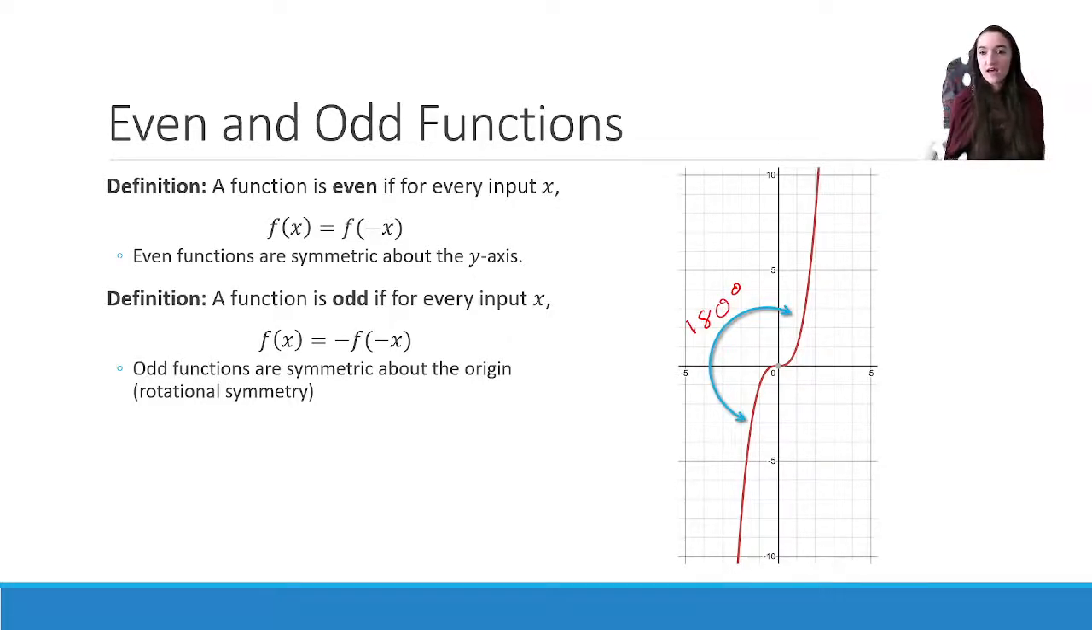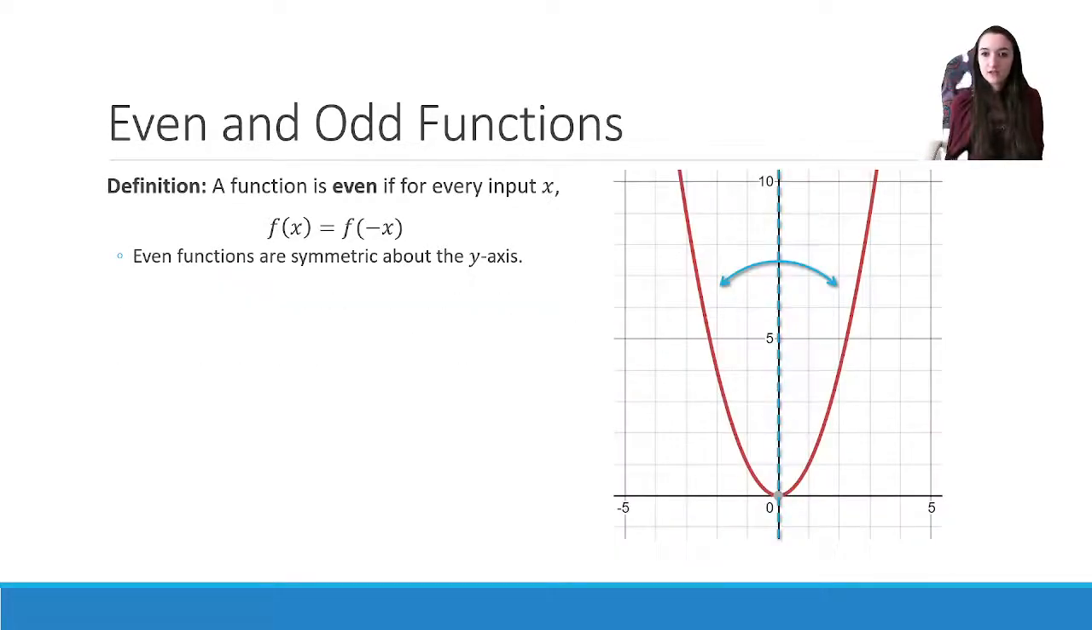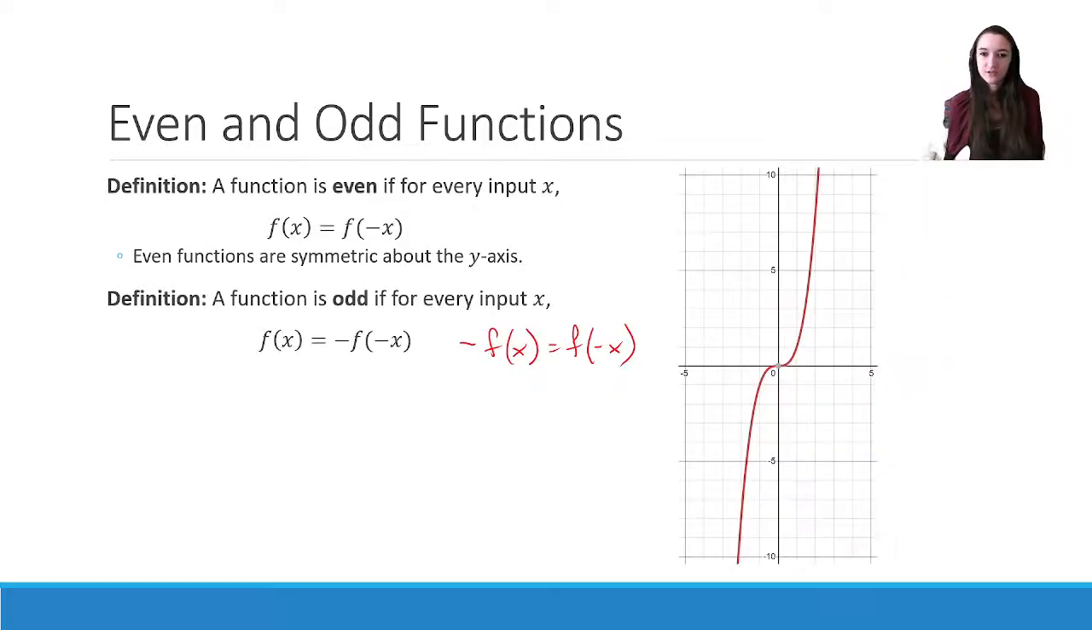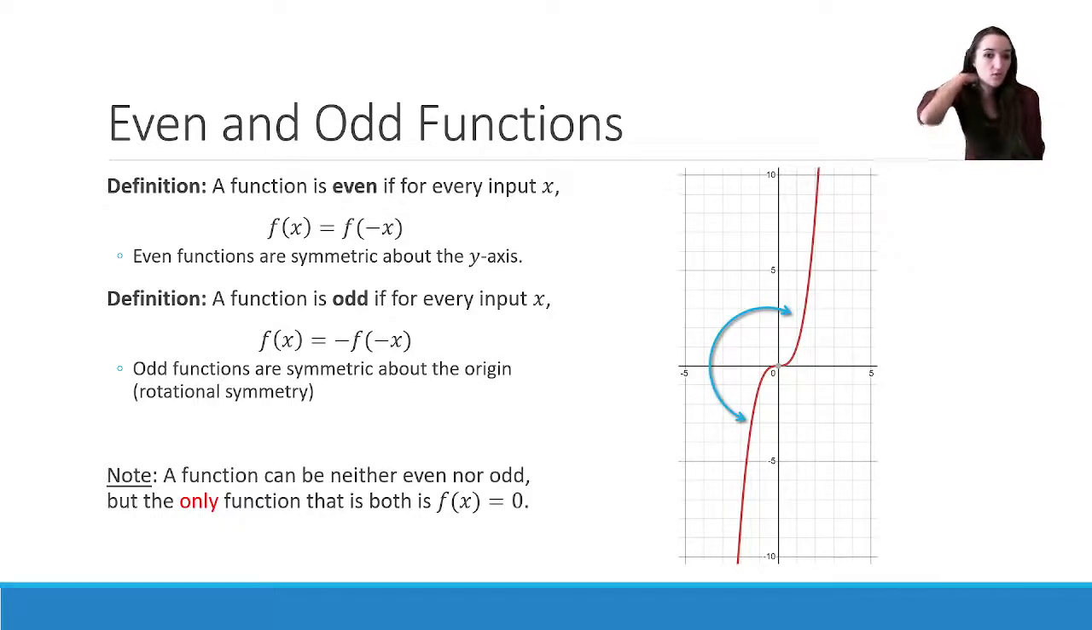So this is x cubed. X cubed has this origin symmetry. If I pick it up and turn it around 180 degrees, it's the same. Whereas going back to this being x squared, if we fold this in half, we get y-axis symmetry, but if I turned it around 180 degrees, it'd just be upside down. So there's no origin symmetry here. So note that a function can be neither even nor odd, but the only function that is both would be f of x equal to 0.